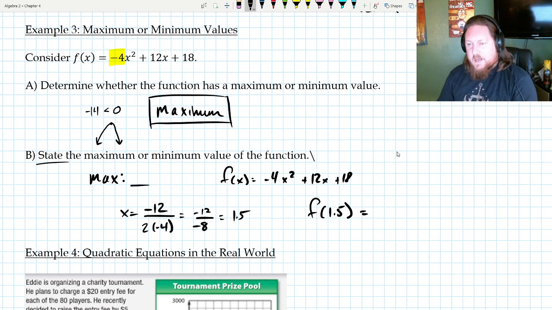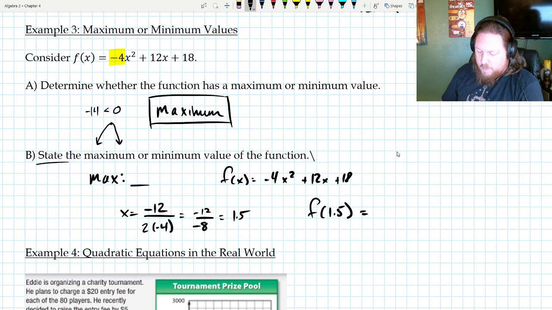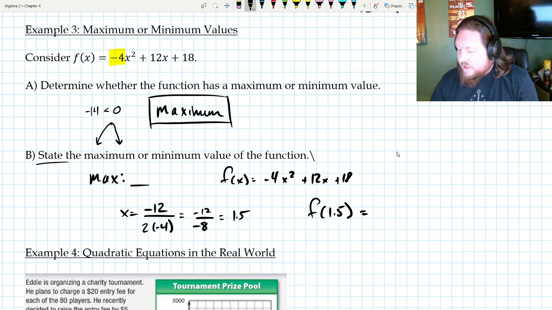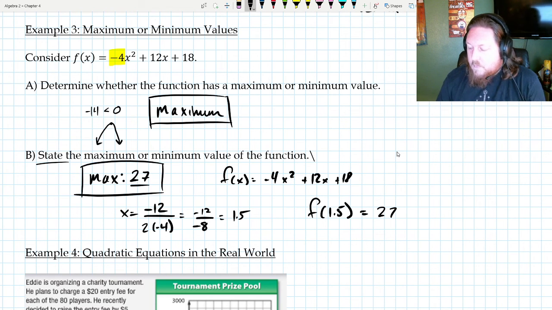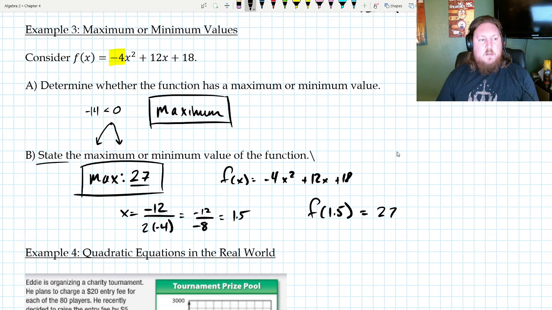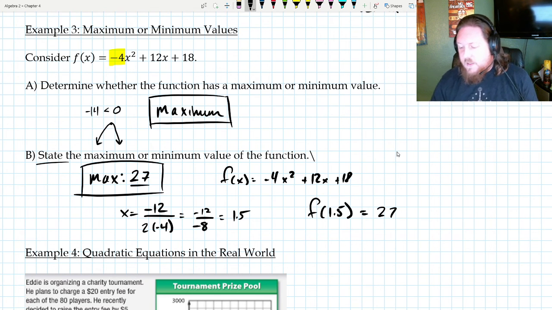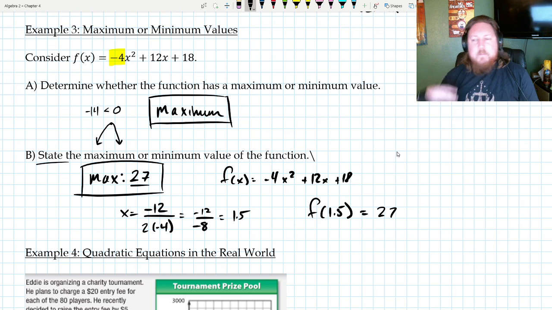And this is definitely calculator stuff, right? So negative 4 times 1.5 squared plus 12 times 1.5 plus 18. Now I care about that c value, and I get 27. So I have a maximum of 27. And that's it. All I did was plug in that x value into my function. We've talked about that enough.